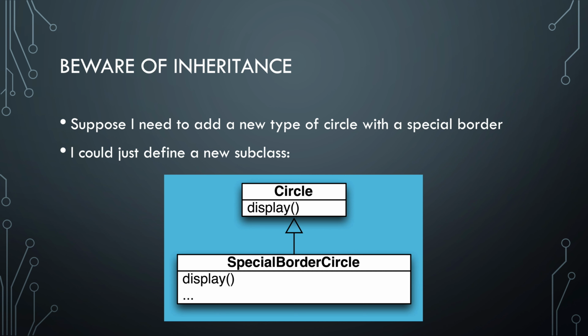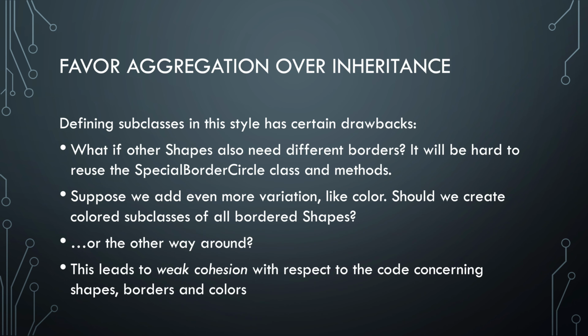Let's look at another example. Suppose I want to add a new type of circle with a special border. I could define a new subclass, special border circle, to do this. And here you see some of the drawbacks of using inheritance for this. What if other shapes also need different borders? You can't easily reuse the code in special border circle. What if you also want to add color? Should we create color subclasses for all shapes with borders? Or add borders to all shape classes with color? This leads to weak cohesion with respect to shapes, borders and colors.